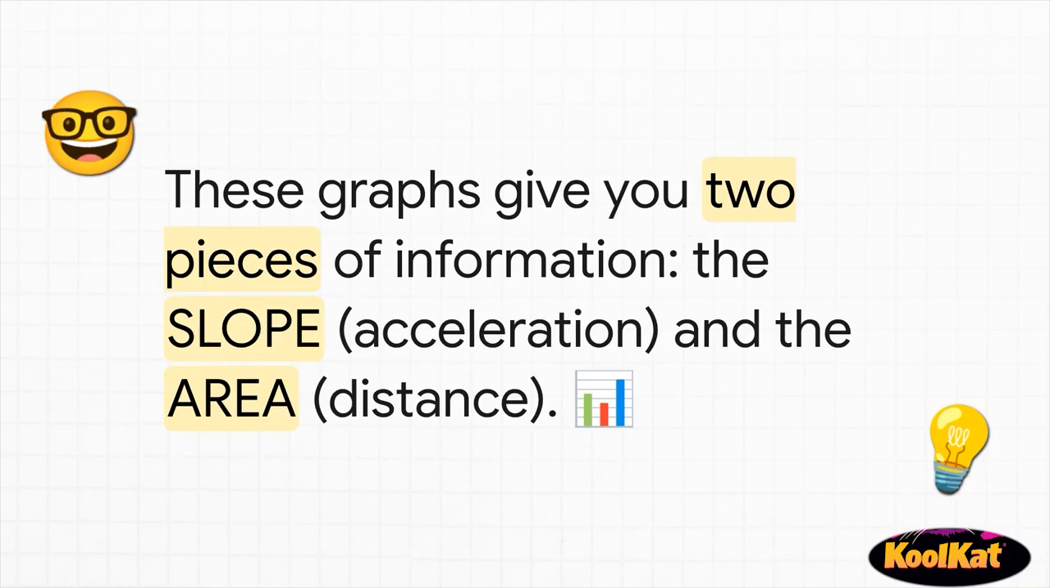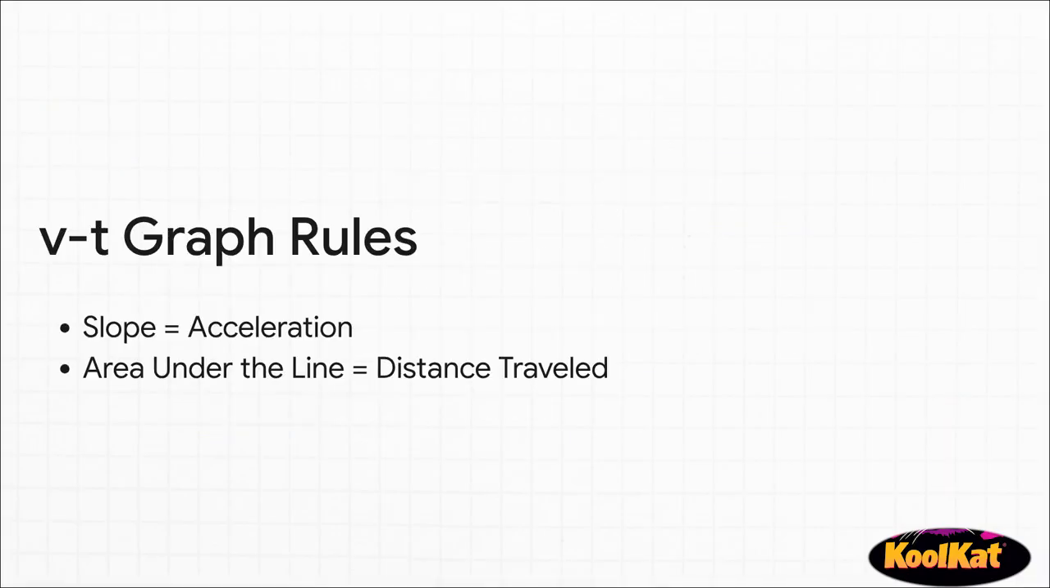Now for the other kind of graph, the velocity versus time graph. These are a little different, a little more powerful. For these, you need to look at two things: the slope, just like before, but now you also have to pay attention to the area underneath the line. So on a velocity time graph, the slope tells you the acceleration. That's how fast the velocity is changing. And the area under the line? That tells you the total distance the object traveled. Yeah, you can pull two really important pieces of information from just this one graph.